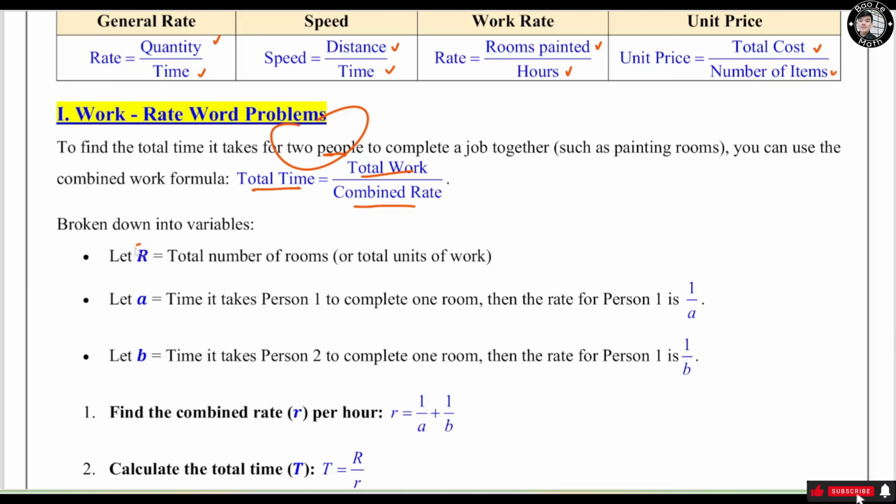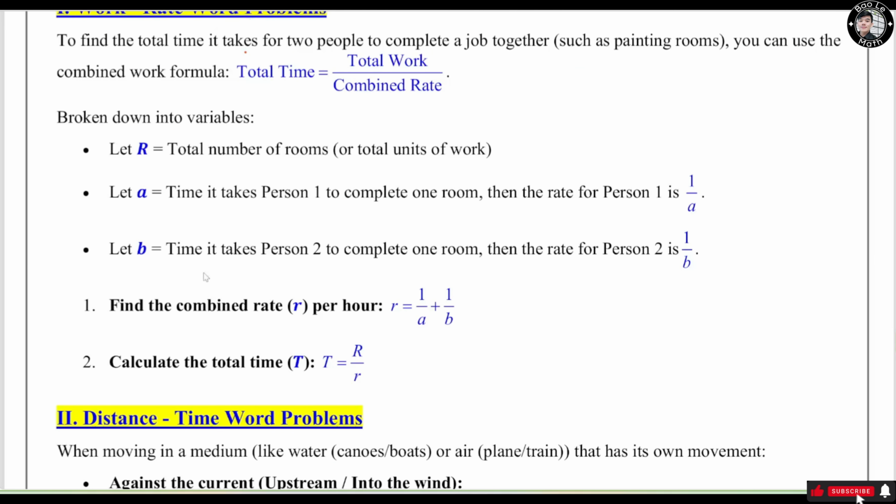We're going to let capital R represent the total number of rooms or total units of work. Now we'll let A represent the time it takes person 1 to complete one room. Then the rate for person 1 is 1 over A. Similarly, let B represent the time it takes person 2 to complete one room. Then the rate for person 2 is 1 over B. Then you need to find the combined rate by adding 1 over A and 1 over B.